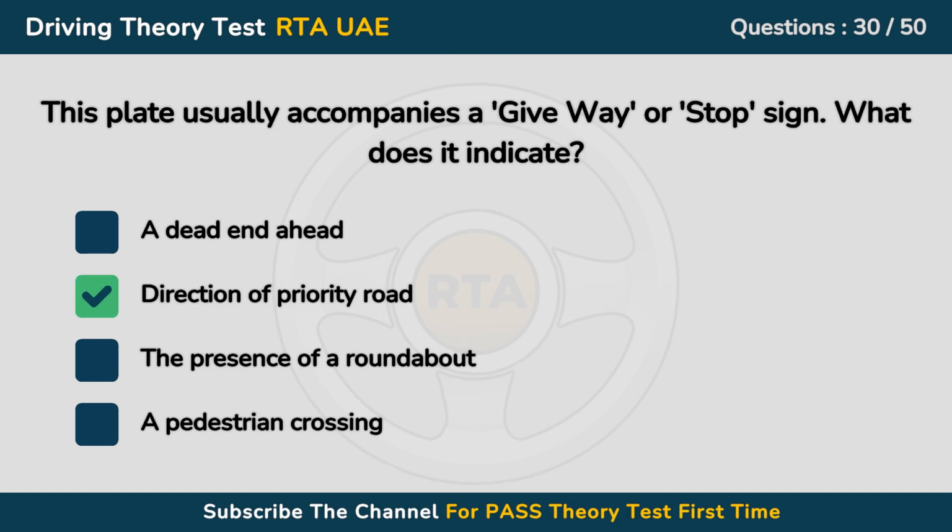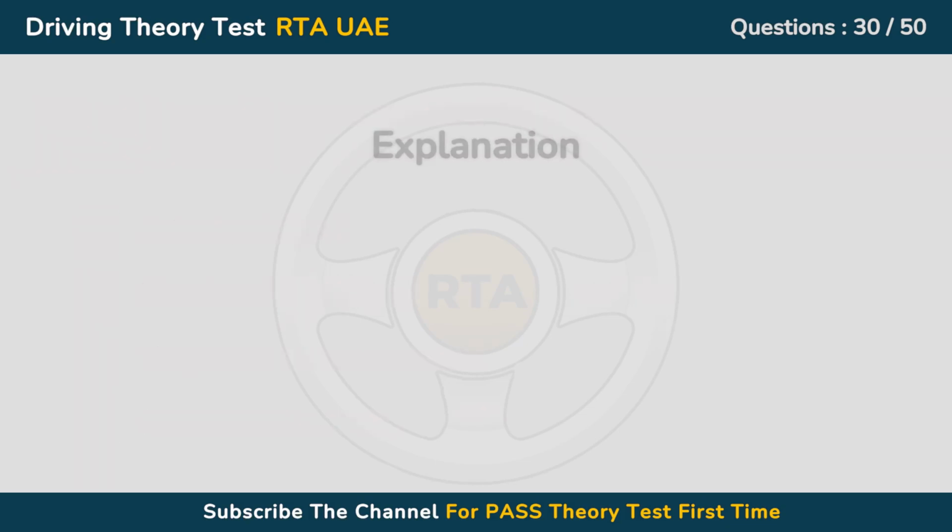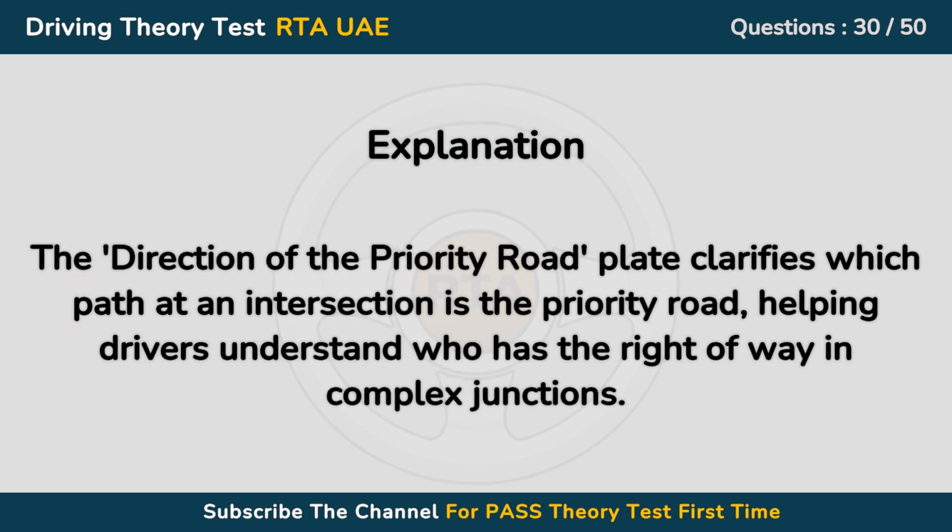Answer is B. Direction of priority road. The direction of the priority road plate shows which path at an intersection is the priority road, helping drivers understand who has the right of way in complex junctions.